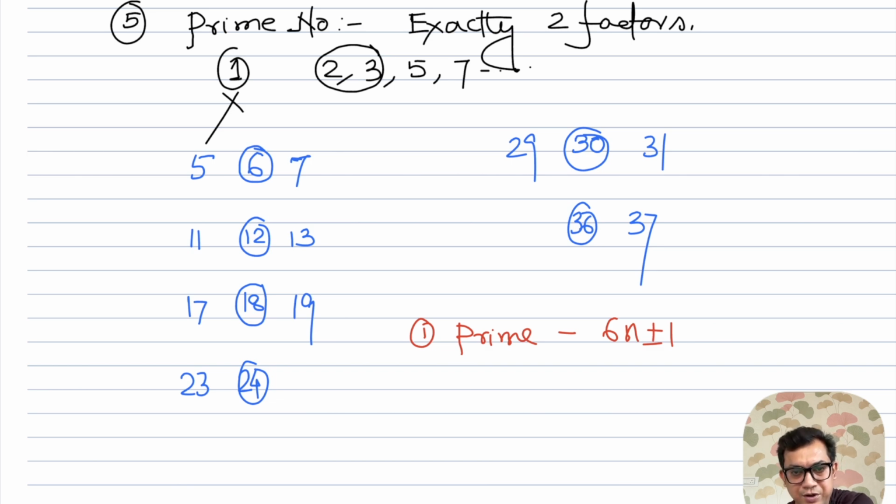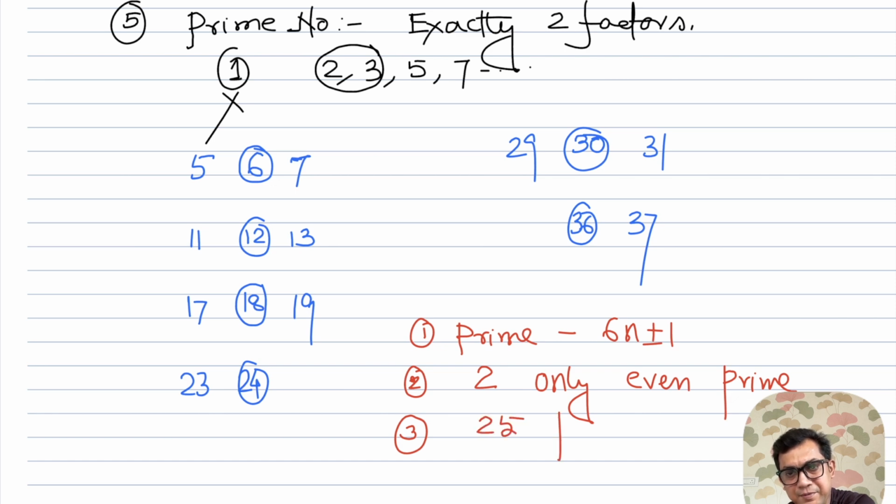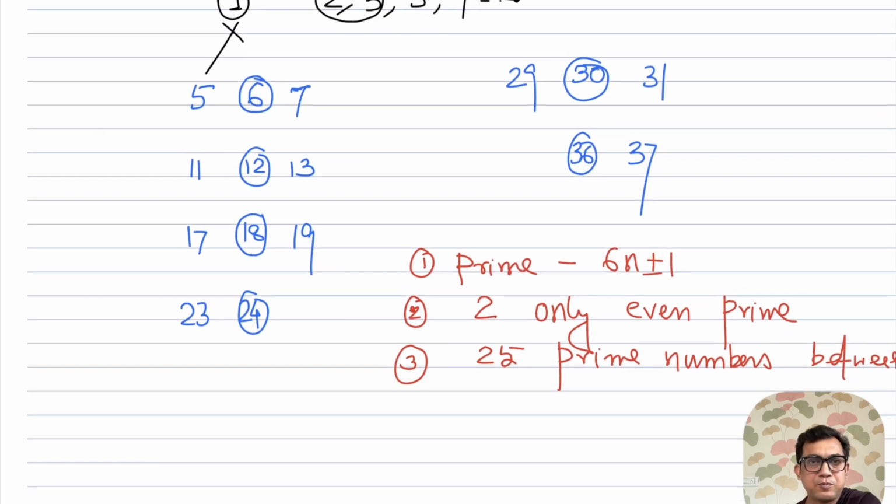Okay. Point number 2, you should know about prime numbers, that 2 is the only even prime. Number 3, there are a total of 25 prime numbers between 1 to 100. These are the facts about prime numbers.